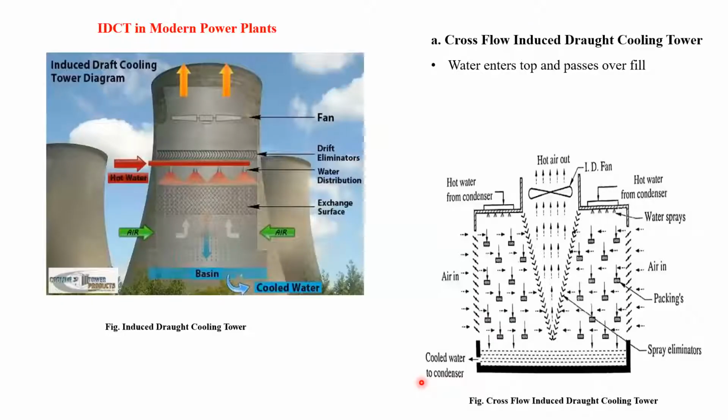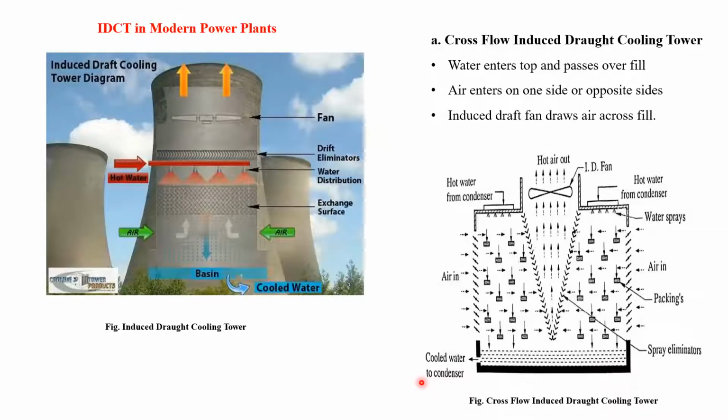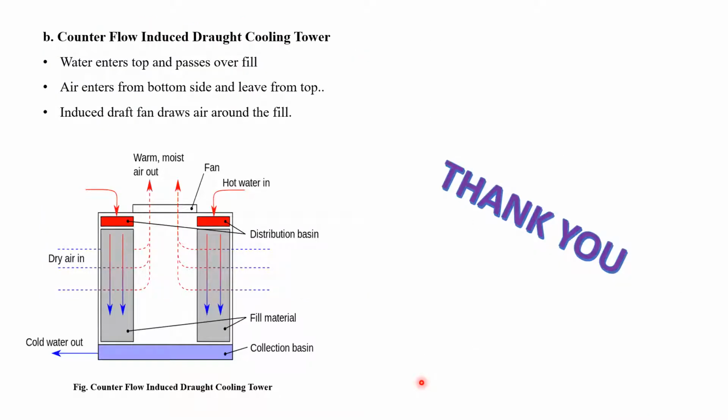Okay. Then we saw in modern power plants IDCT where the fan is at the top, Venturi shape again, but it is a little different than NDCT. Then cross flow, we have seen periphery, 90-degree exit, hot water and cold air mixing along the periphery. All the components are the same as shown in the figure. And again some advantages and disadvantages we saw. Then this is a counterflow induced draft cooling tower.